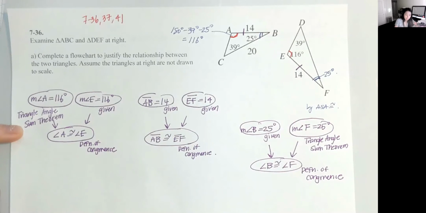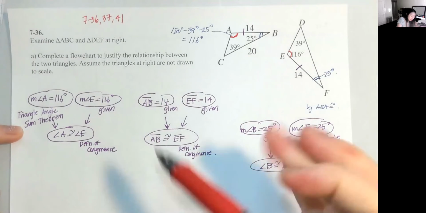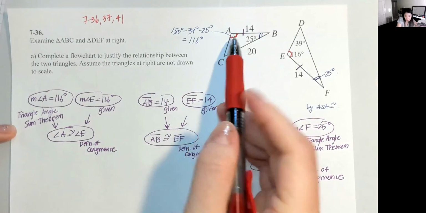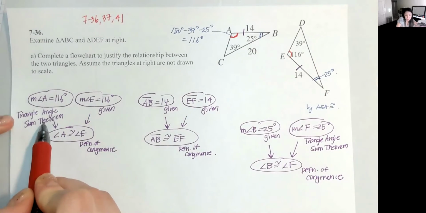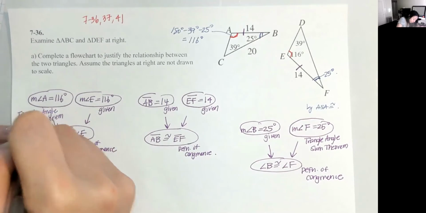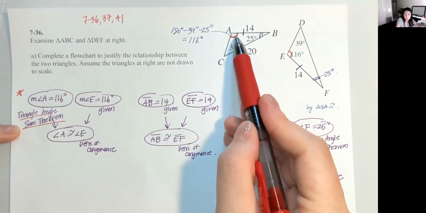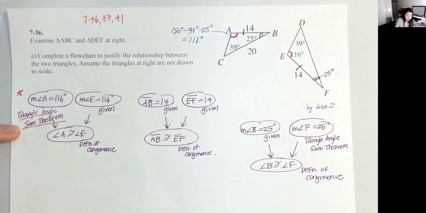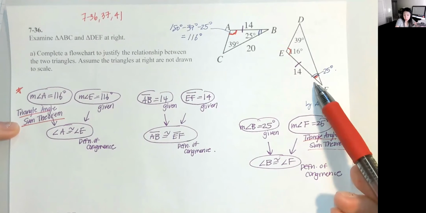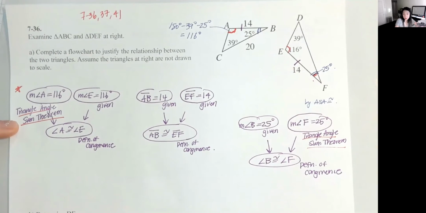So here's what I have. I made a mistake, sorry, in the beginning. The 116 degrees for angle A was not given. It's actually the angle we found using the triangle angle sum theorem. So sorry about that. I totally forgot that we had to find the angle A. Same thing with angle F. We use the triangle angle sum theorem to find that the measure of angle F is also 25 degrees.